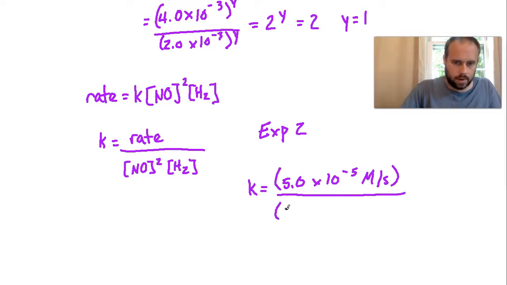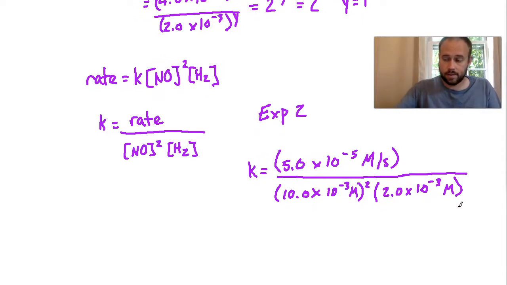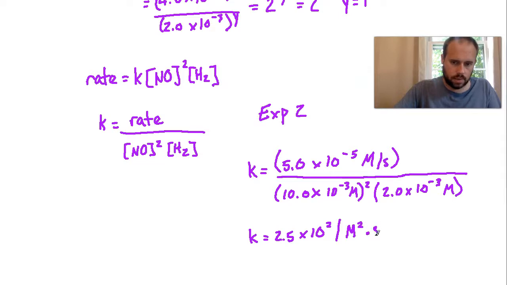Okay, and then the value down here, I've got 10 times 10 to the minus third molarity, and that is squared, and then I've got 2 times 10 to the minus third molarity, and that just stays as it is. No exponential multiplier there. Okay, so you put all of this together, and if you plug that into your calculator, which I would encourage you to do, you're going to find that the rate constant is equal to 2.5 times 10 to the second, and the unit on that is per molarity squared second.